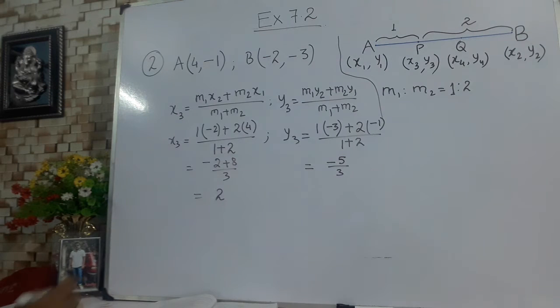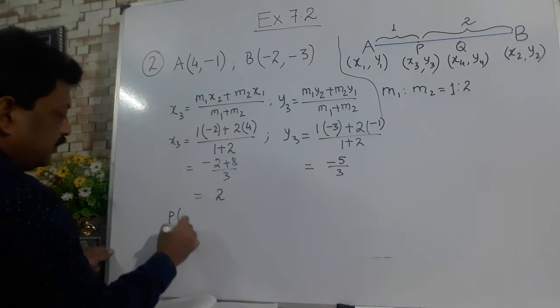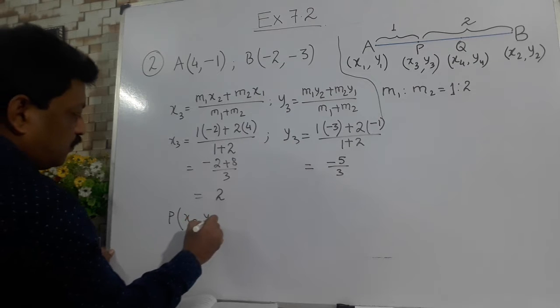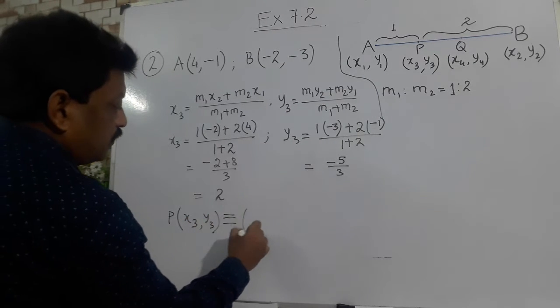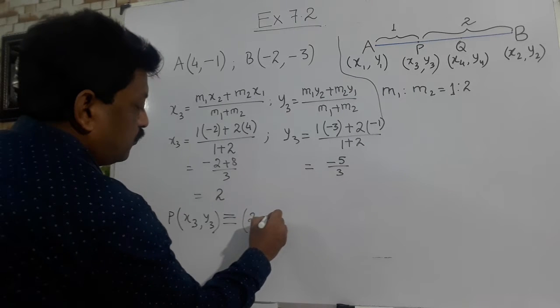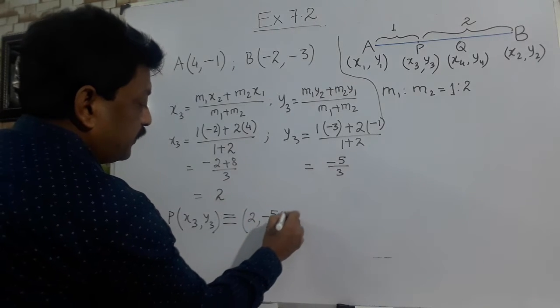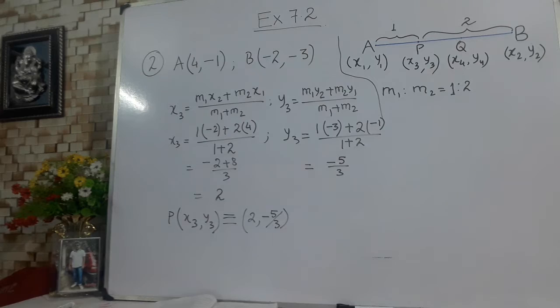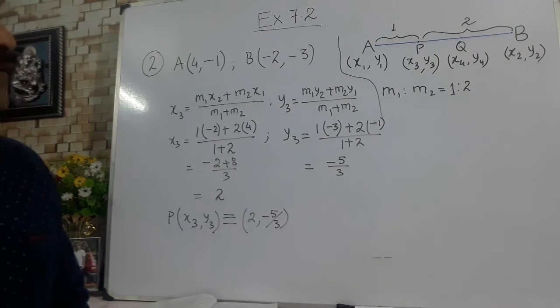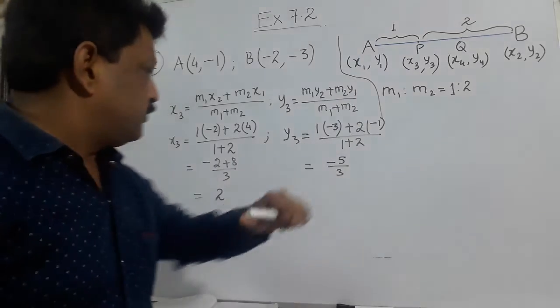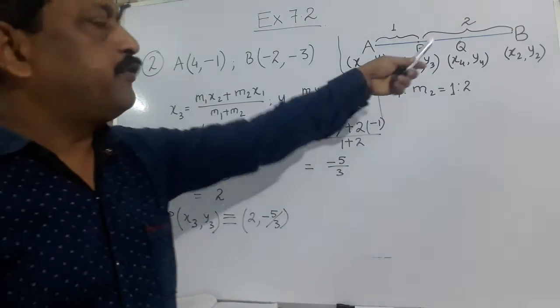Therefore, the coordinate of P, (x3, y3), is (2, minus 5 by 3). This is the coordinate of P. Now I have to find the coordinate of Q.